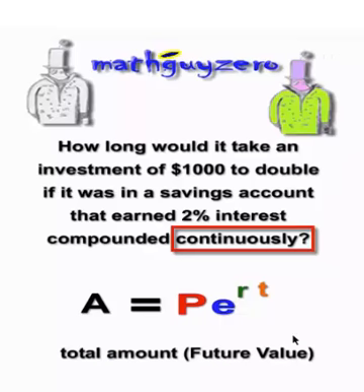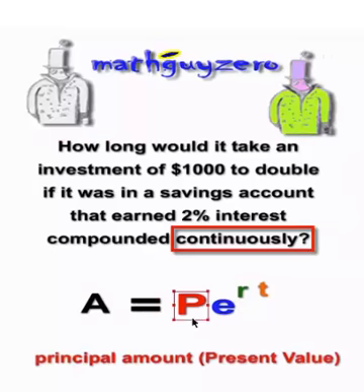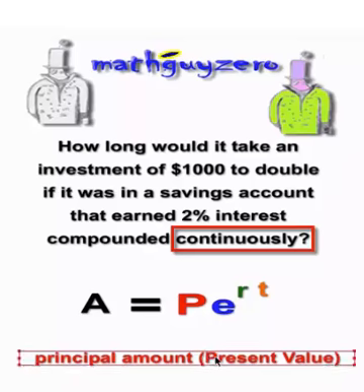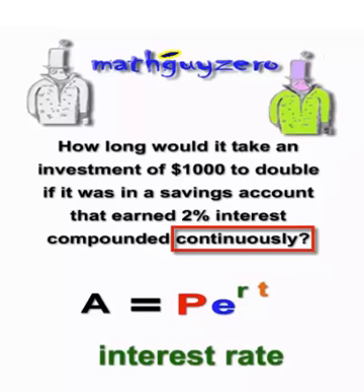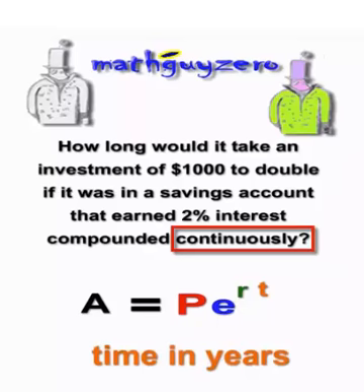The big A stands for the total amount, also called the future value. What that means is that after the however many years you have invested this money, this will be what the account will be worth. Okay, so that's the future value. P is what we call the principal. That's what you start with. That's your initial investment, also called present value. And E is that funky little irrational number that goes 2.718, blah, blah, blah. It's like pi. And R is the interest rate. And T is the time in years. Okay, time is always in years in these formulas.